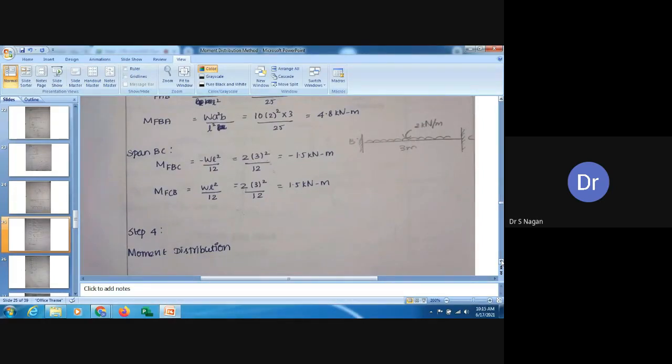Sometimes load will also be given on the column also. Do you have any doubt up to this? No, sir. Shall we go to the moment distribution?